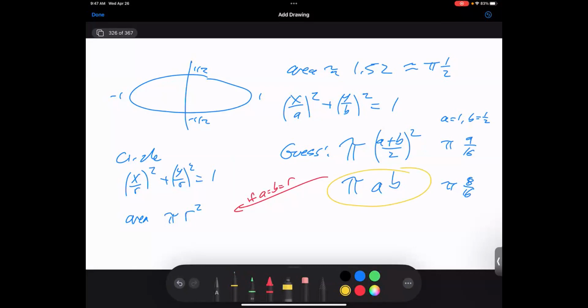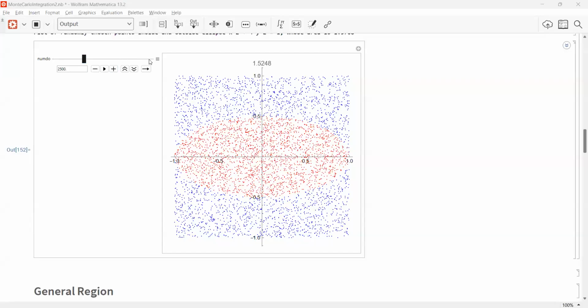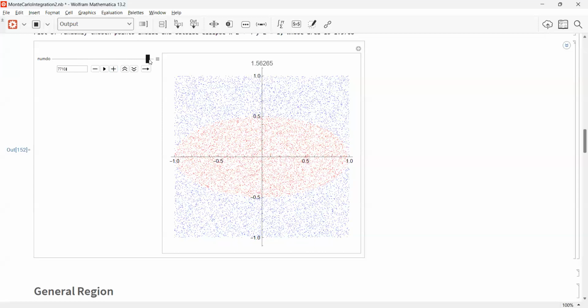And as we do more and more numerics, as we get more and more data, what I'm going to do is I'll just go back to this. And if I go up all the way to the end, I'm getting 1.56. That's looking pretty good.